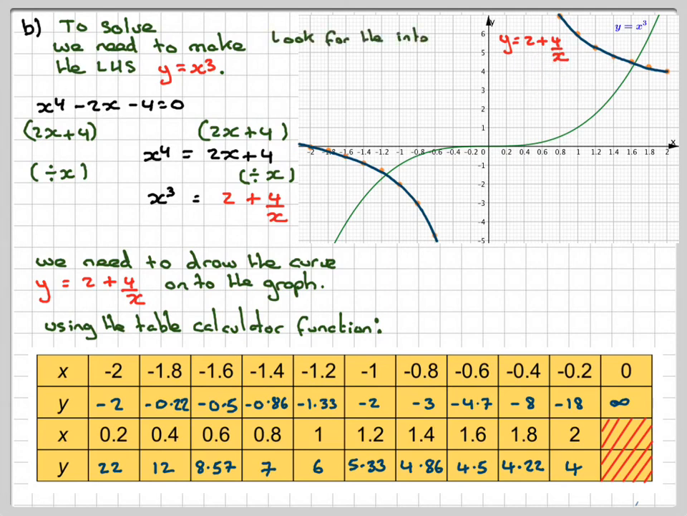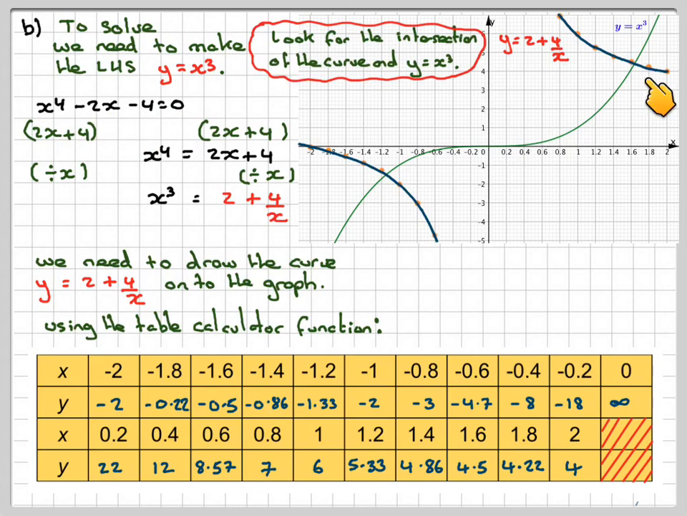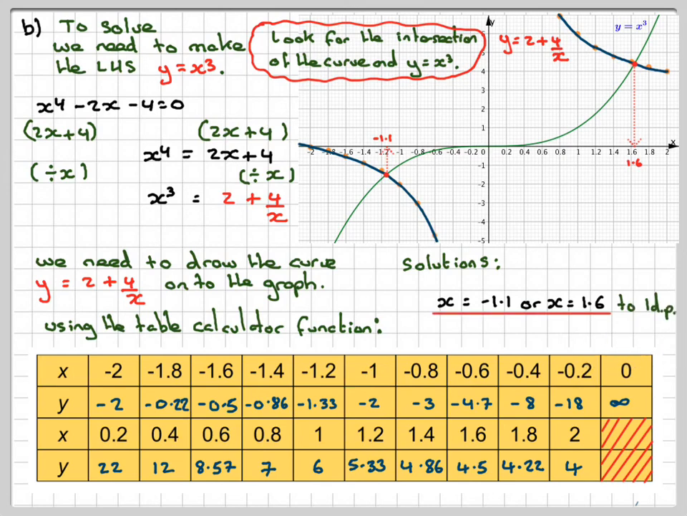Now the solution to this equation is given by the intersections here. So this will be minus 1.1, correct to 1 decimal place, and this one would be 1.6. Write down the solutions. The solutions are going to be x is minus 1.1 or x is equal to 1.6 to 1 decimal place. So this has been a video to show you how to use y is equal to x cubed to solve another cubic and a quartic. I hope you've understood, and I thank you very much for watching.